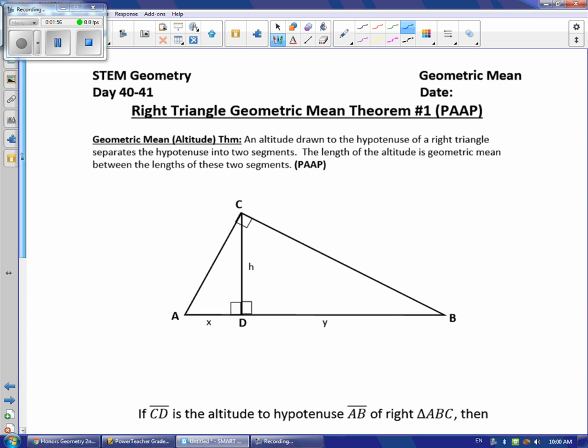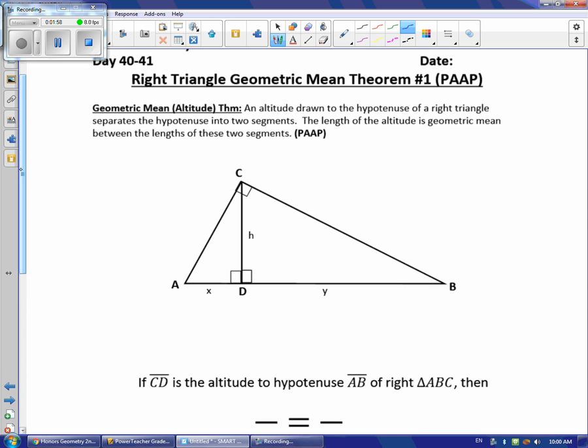The first theorem you have for geometric mean is the geometric mean altitude theorem. An altitude drawn from the hypotenuse of a right triangle separates the hypotenuse into two segments. The length of the altitude is the geometric mean between the lengths of these two segments. It's a really long theorem. You do not have to memorize it. Instead, we're going to remember the acronym PAP.